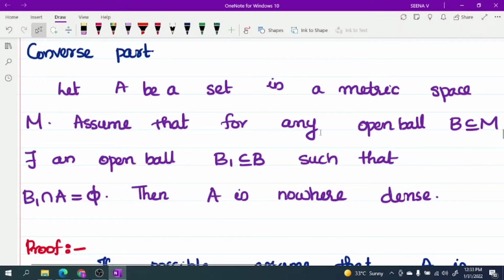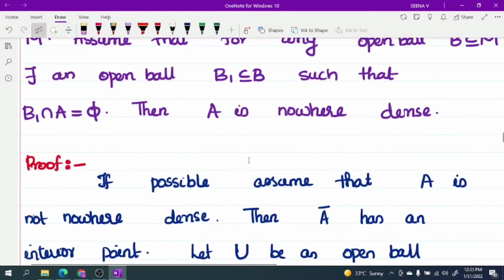Now for the converse part, let A be a set in a metric space M. Assume that for any open ball B subset of M, there exists an open ball B1 subset of B such that B1 intersection A equals empty. Then we have to prove A is nowhere dense.